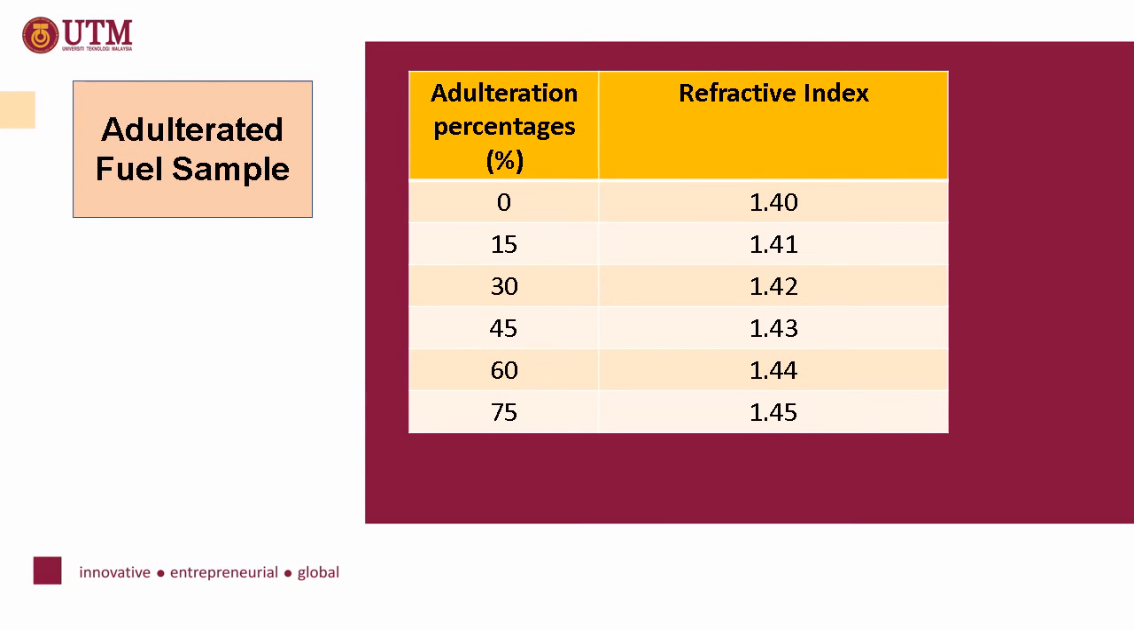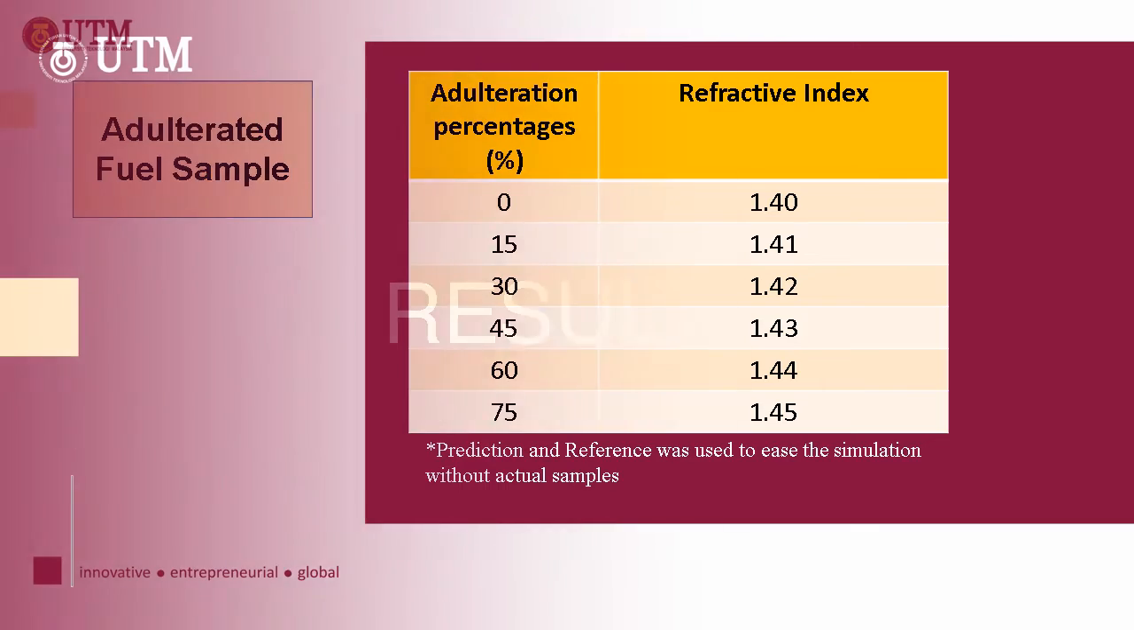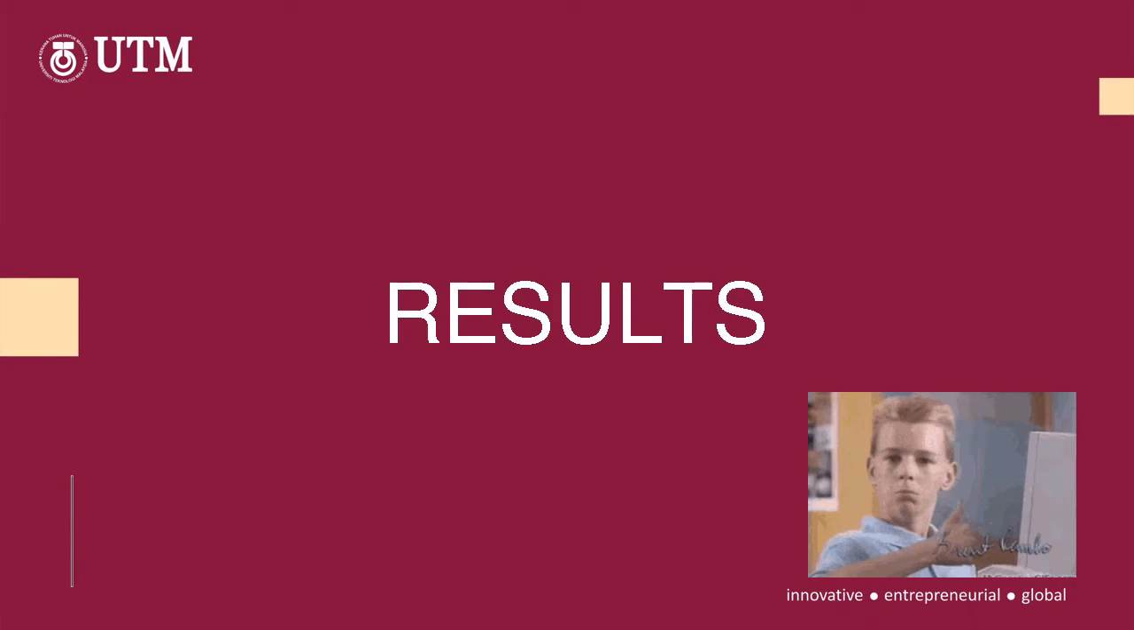And for the field sample, different adulteration percentage of the sample was given with different refractive indexes as shown in the table. So the data here was collected through some reference on the other research paper, and also based on some prediction after looking at all those data here. Here is my result.